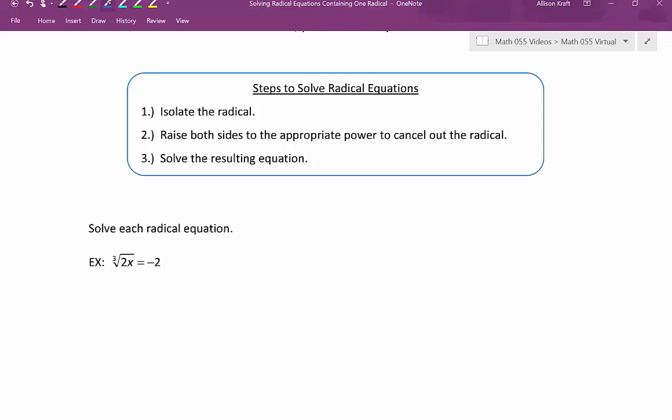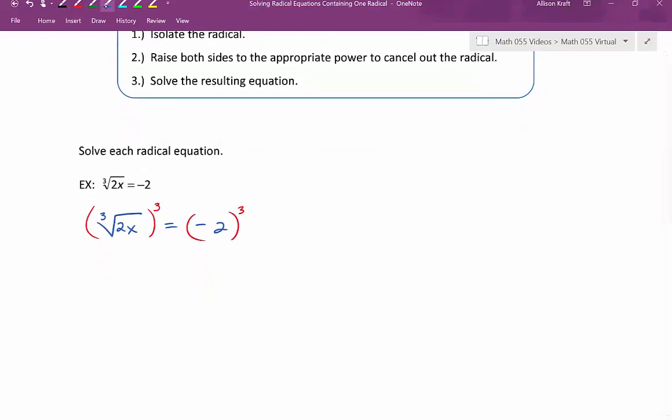Let's solve the cube root of 2x equals negative 2. I want to start by isolating the radical. Great, it is. Now we want to raise both sides to the appropriate power to cancel out that cube root. What exponent cancels with a cube root? A cube. And whatever we do to one side of an equation, we have to do to the other side. On the left, the cube and the cube root cancel out, leaving us with 2x. And on the right, negative 2 raised to the third power is negative 8.